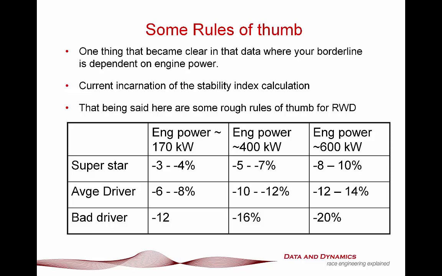Average driver, this is what I would call your very good amateur driver who can give you reasonable feedback, but they'll probably be, as a rough rule of thumb, around about a second and a half slower, give or take, depending on the circuit, than your superstar. So rough rule of thumb, engine power, -6 to -8% for 170 kilowatts or so rear-wheel drive at the wheels. 400 kilowatts for your P2 car, you're looking at -10 to -12%. Engine power, 600 kilowatts or so, -12 to -14%, give or take.